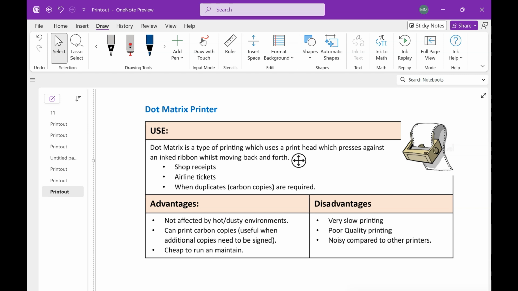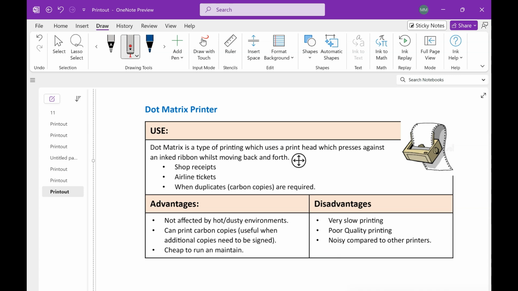And this printer is very cheap, can work under any condition: dusty, hot weather, cold weather, outdoors, indoors. This printer can function fine. Are we good? So it's not affected by environments, it will print carbon copies, and it's cheap to maintain. However, the quality is poor. That's why we normally use them for receipts and slips. Whenever you go and buy something, they give you this kind of slip. So they don't need high quality, and it's very noisy.